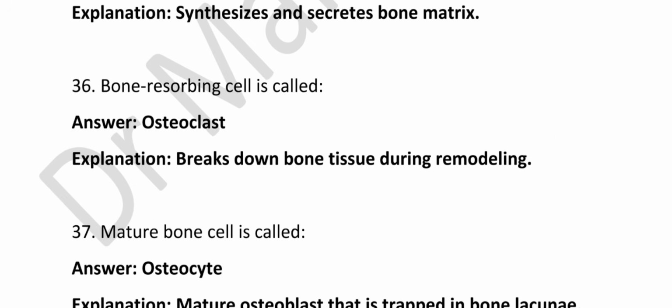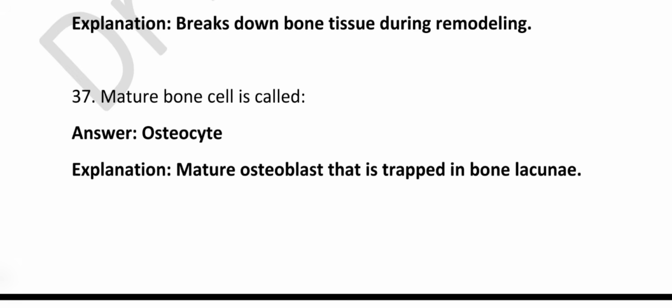Bone reabsorbing cell is called osteoclast. It breaks down the bone tissues during remodeling. Mature bone cells are called osteocytes, because they are mature osteoblasts that are trapped in the bone lacunae.